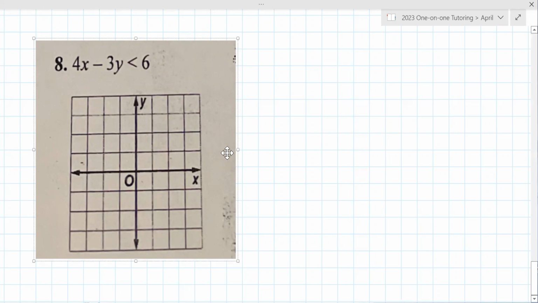Graph it. Yeah, let me write the answer here for you first though. So it's y greater than 4/3 x, and then -2. Looks like. Does that look right? Yep. Got that. Okay.